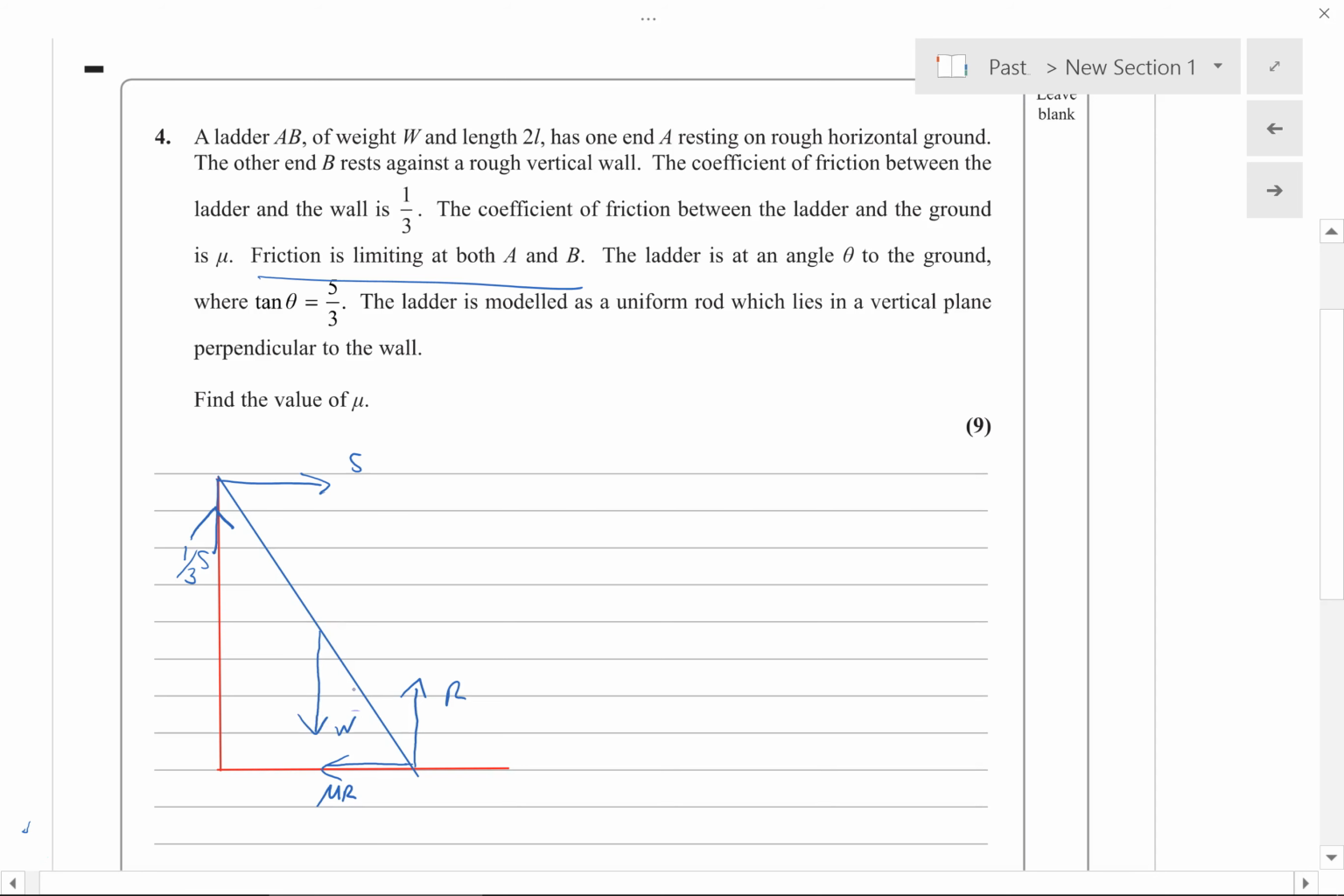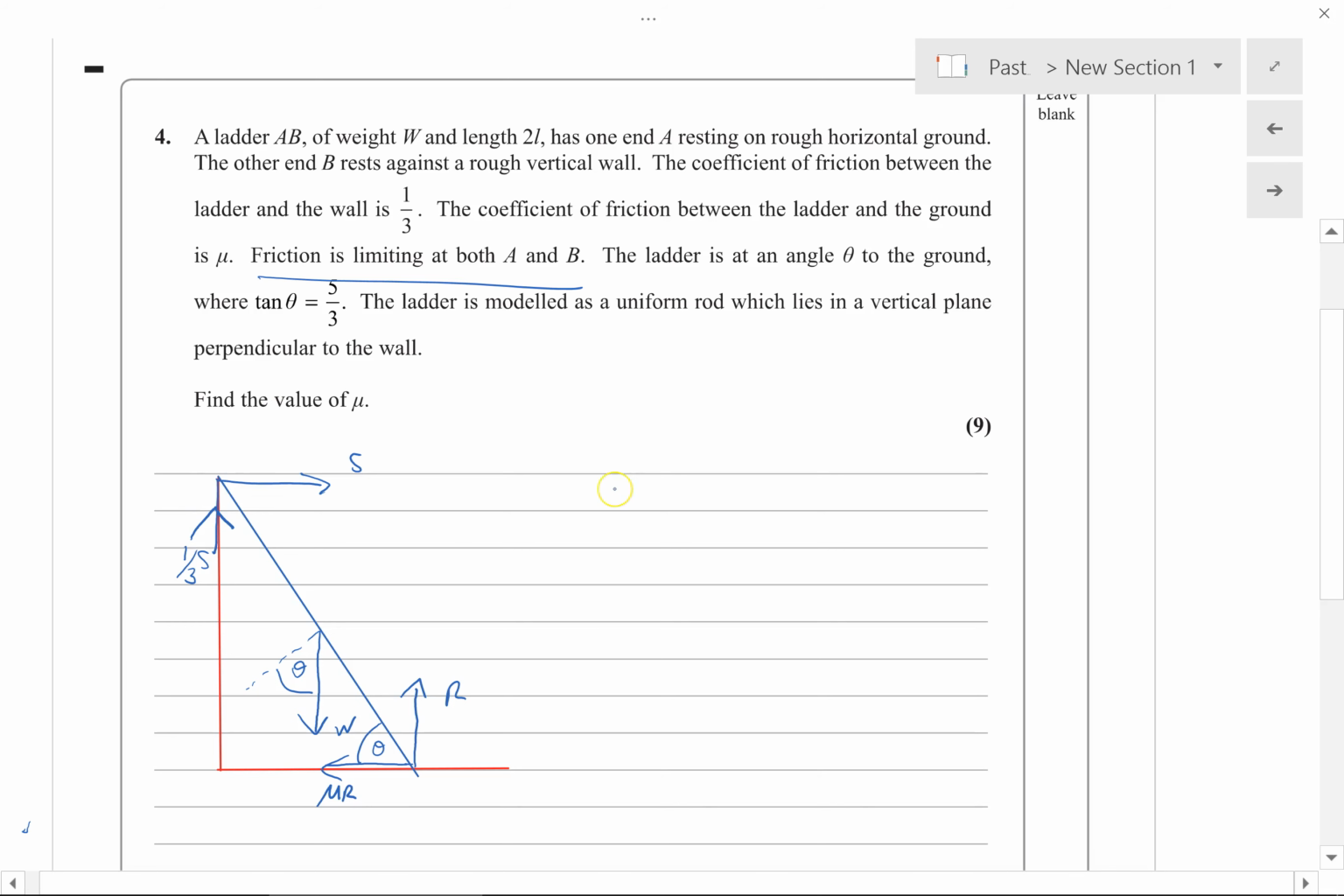The weight is W and it's a uniform rod. We're also told the angle. And the question is find the coefficient of friction mu. With these questions, I tend to like to come up with 3 equations, normally 1 moments equation and 2 resolving equations, particularly when a ladder's involved, because the resolving is normally easy because there's no angles or distances. So I think resolving's easy.